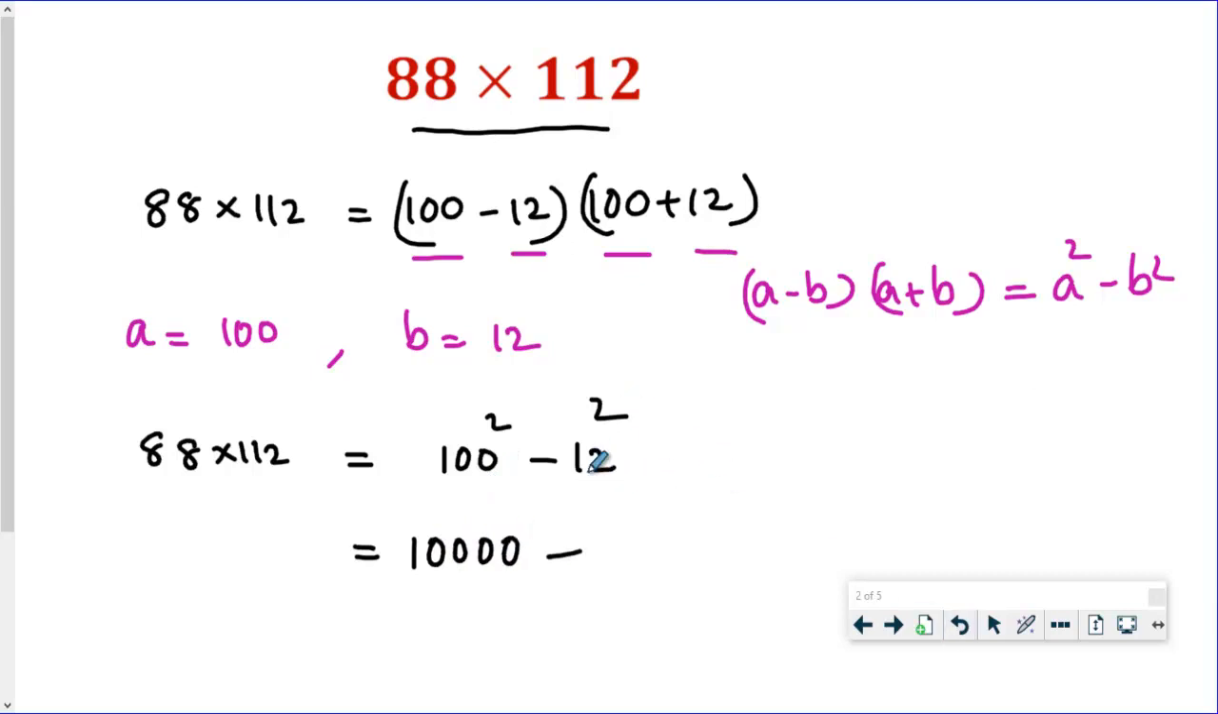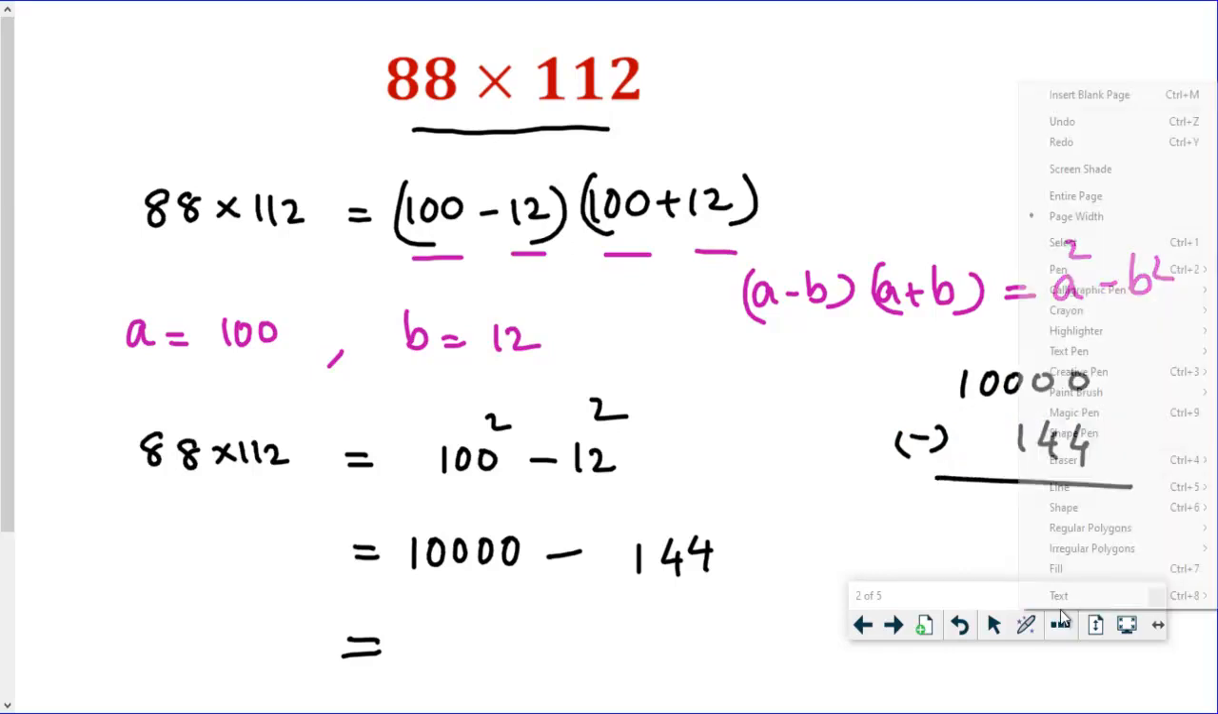Now 12 square. For 12 square, 2 square you have to write first, that is 4. Then 2 into 1 is 2, multiplied with the 2, that is 4. You can write 4. Then 1 square is 1, so 144. Now we have to subtract this one. For the subtraction, we can take the numbers first: 10,000 minus 144.